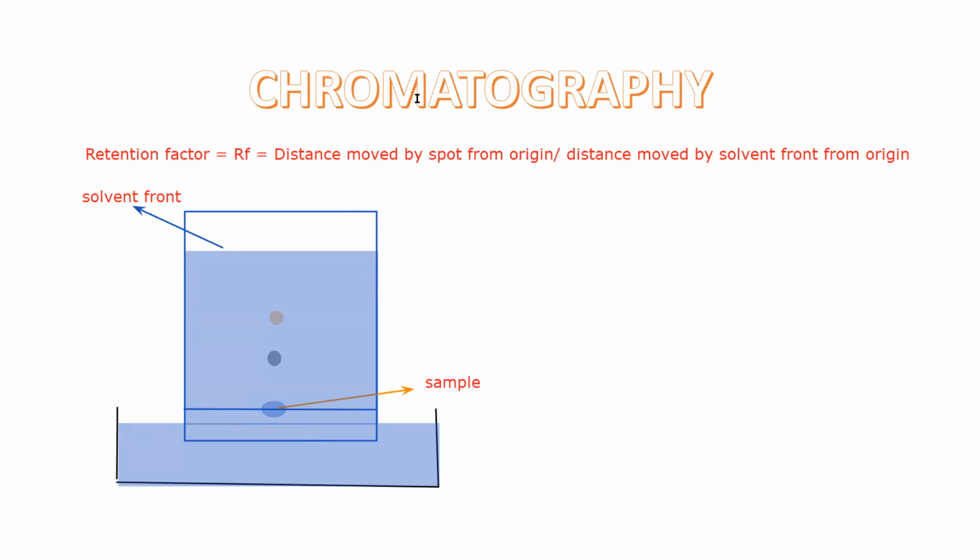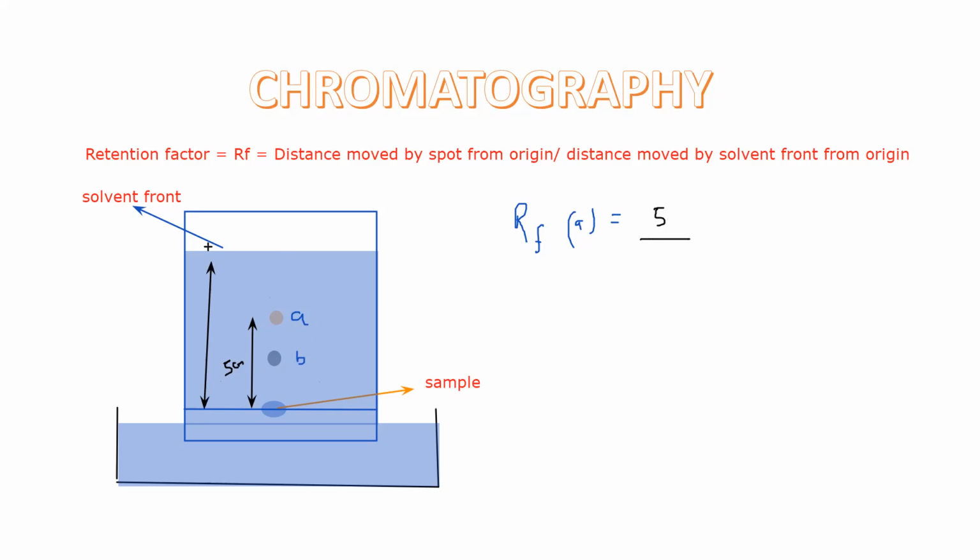So what is the retention factor or RF value? The formula for RF value, for example, the RF value of sample A, is equal to the distance moved by the spot from the origin. So we will measure the distance moved by this spot from the origin. We'll take a ruler and measure this distance. For example, this distance is 5 centimeter. So the distance moved by the spot from the origin is 5 centimeter, divided by the distance moved by the solvent.